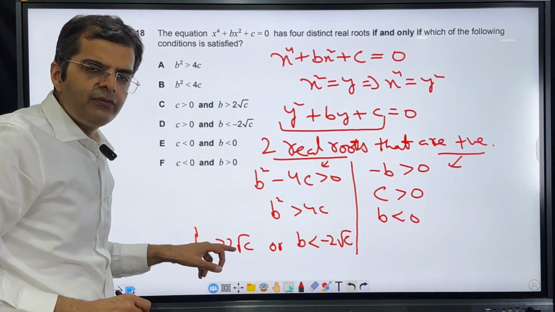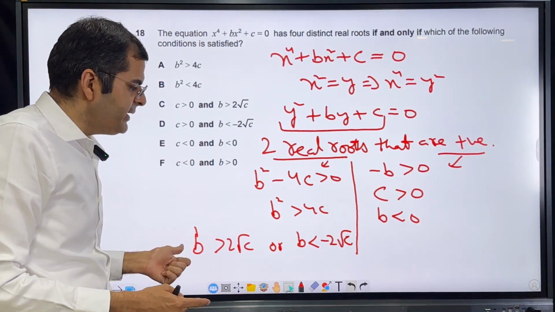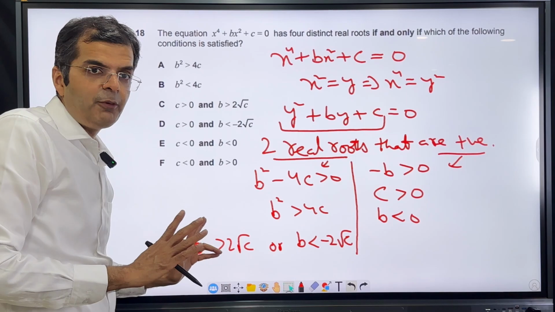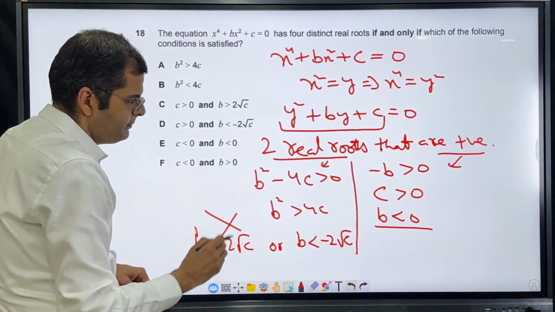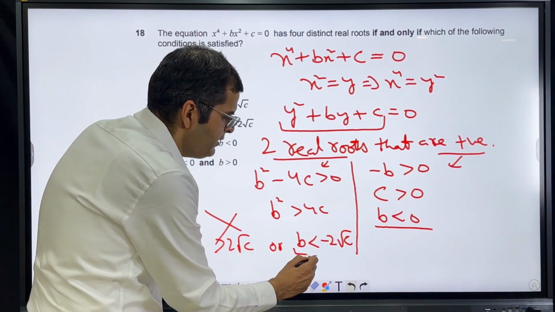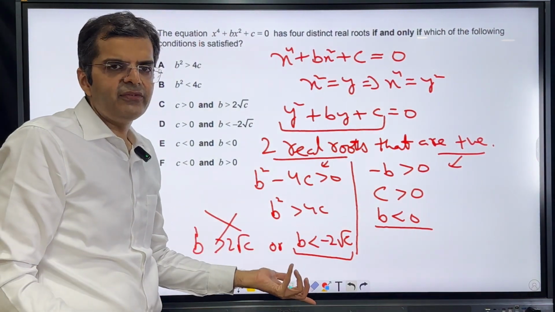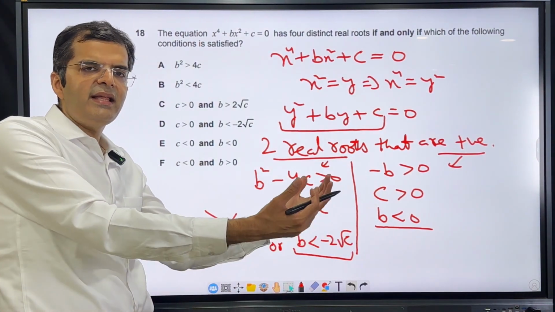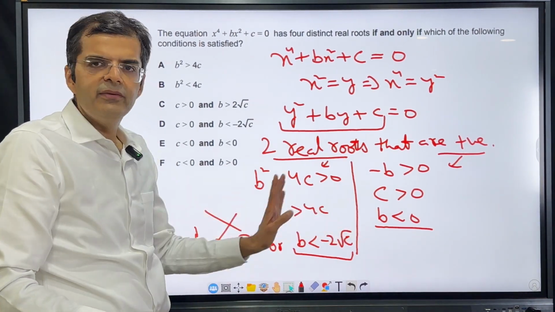If c is positive, root c is positive, that means 2 root c is positive. If b is greater than a positive number, b becomes positive. But I want b to be negative, so this is ruled out. If this is ruled out, then I am only left with this situation, because c is positive and minus 2 root c is negative, and b has to be less than that negative number. If b is less than a negative number, b will automatically be negative.